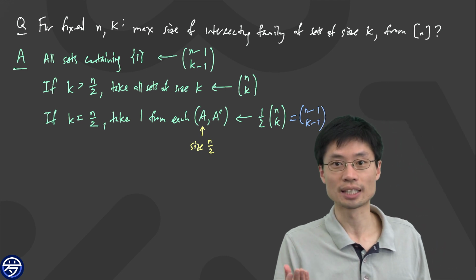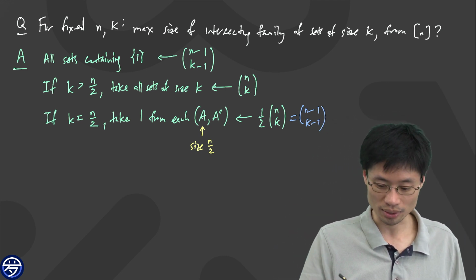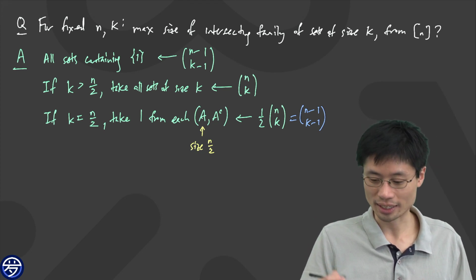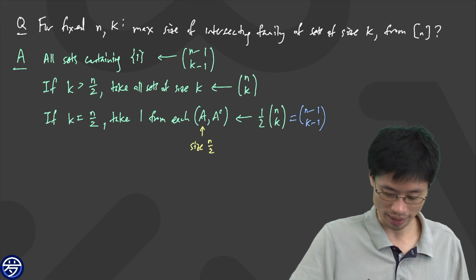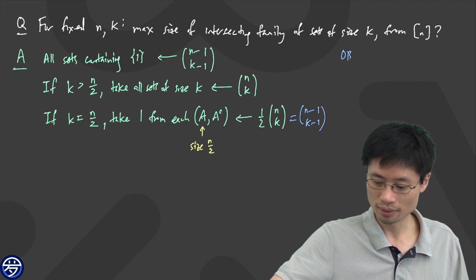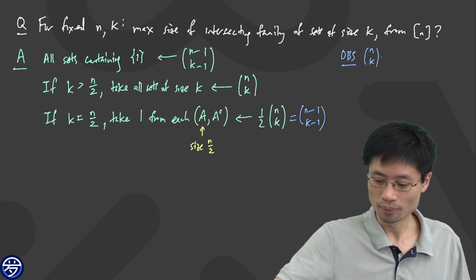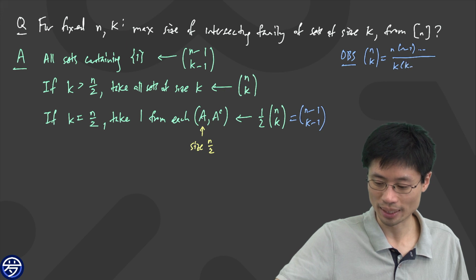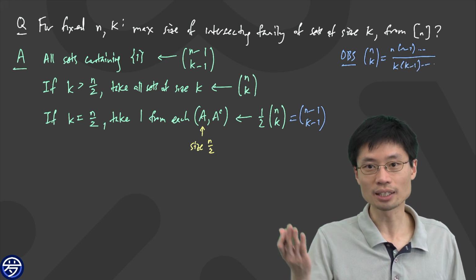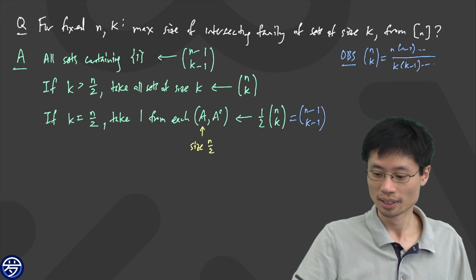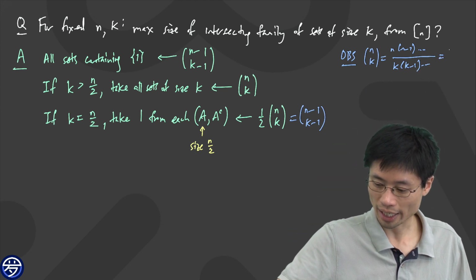Why? This is one of these nice things. Whenever I have binomial coefficients, just a nice observation. Here's the observation. If you're doing n choose k, well, that's equal to n times n minus 1 times, there's k of these, divided by k times k minus 1, and there's k of those. And so because there's the same number on the top and on the bottom, this is exactly equal to n over k, where I take out the first one, and then n minus 1 choose k minus 1.